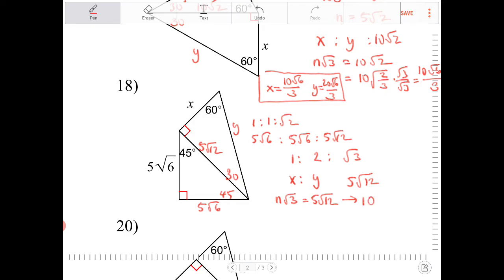Okay, I'll be left with 10. So that means x must be 10, and y must be 20, because I'm multiplying 1 by n and 2 by n. So x is equal to 10 and y is equal to 20.